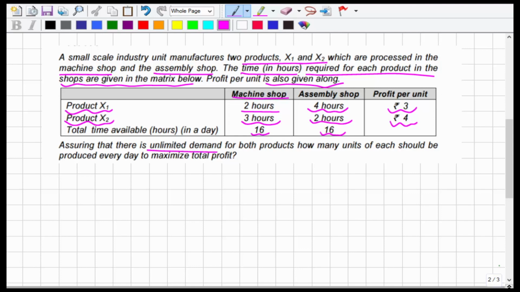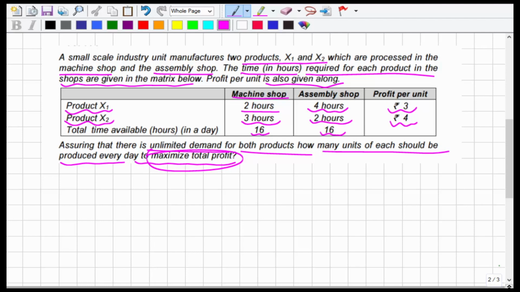Assuming that there is unlimited demand for both products, how many units of each should be produced every day to maximize total profit? Now, if you want to understand, you should first of all find out what your objective is. Here the objective is to find out the number of units both products should be produced so that you can maximize the total profit. Maximizing the profit should be the objective, and for maximizing the profit you have to produce a certain number of units of product X1 and X2.